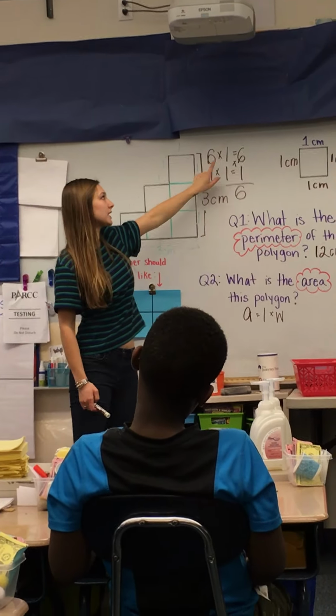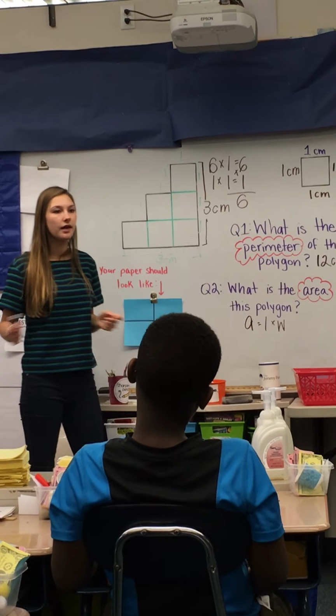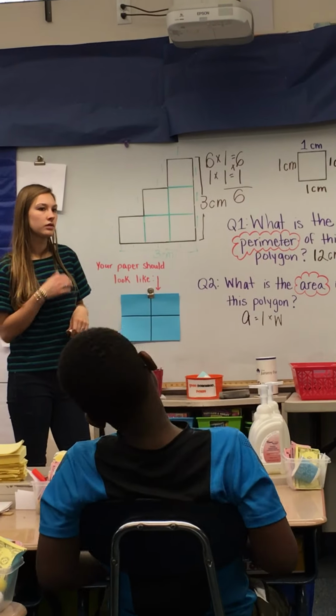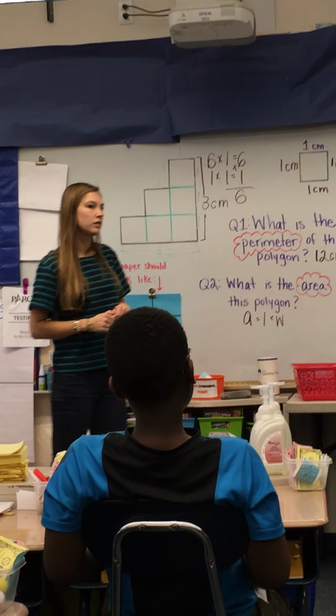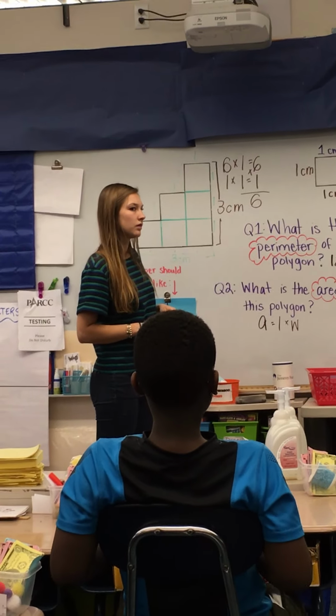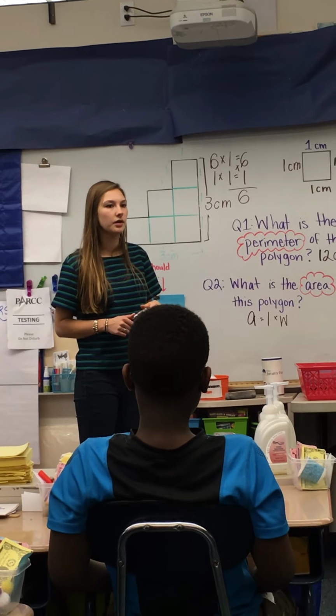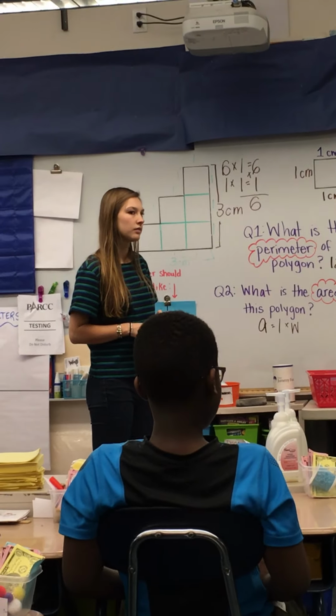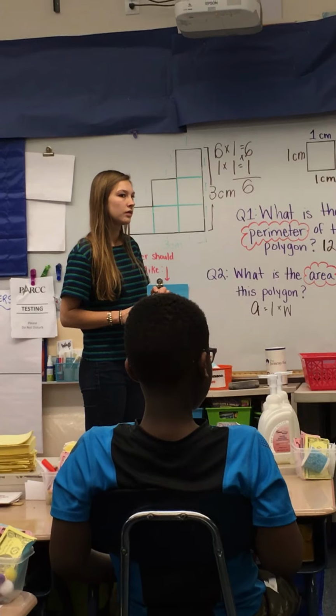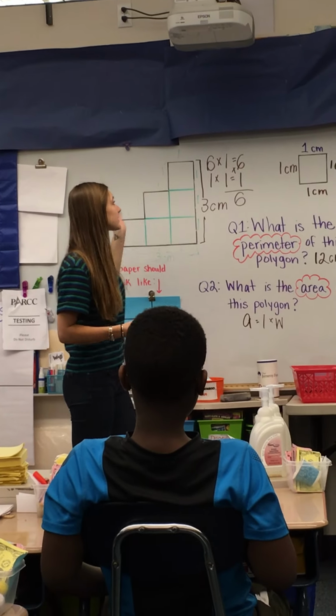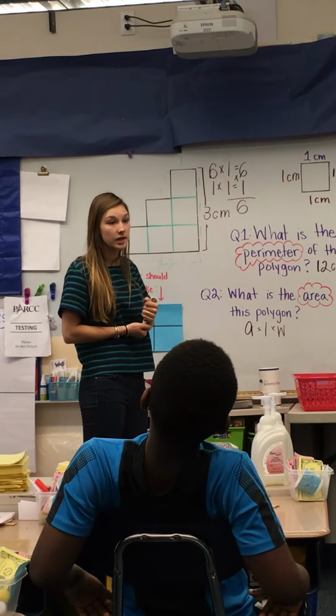What did you mean by 6 times 1 and 1 times 1? Where did that come from? The 1 came from the sides of the box. And then the 6 came from when I counted the boxes, from how many boxes there are.